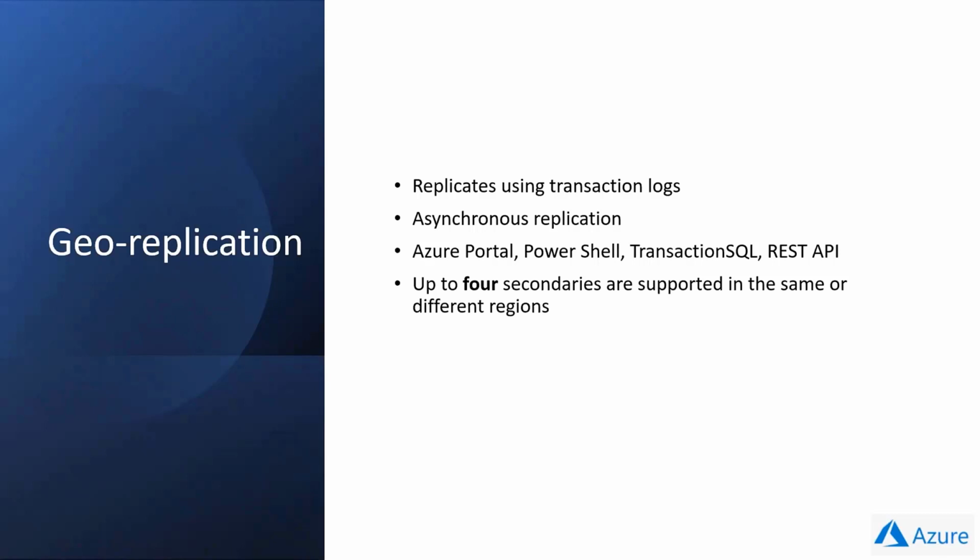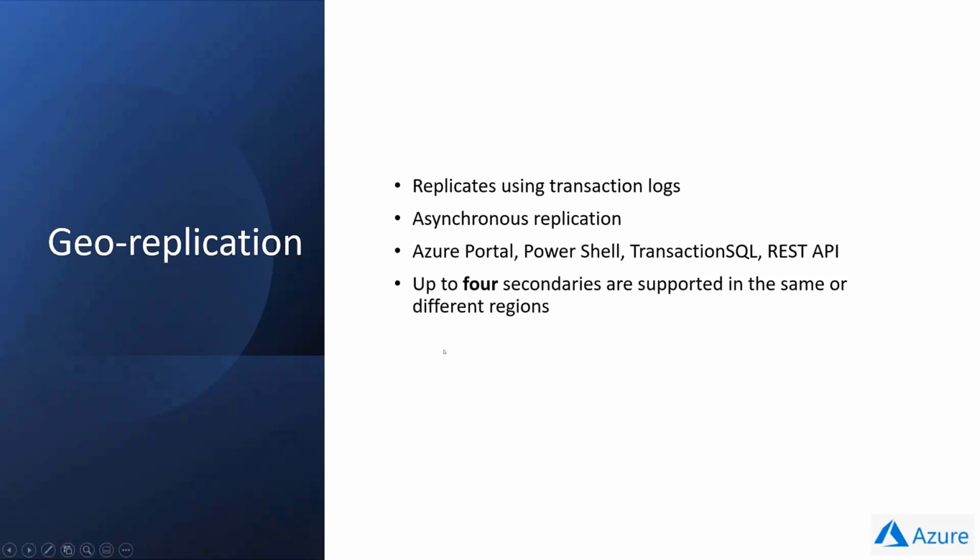For geo-replication, up to 4 secondaries are supported in the same or in different regions. You may be thinking, why would I want a secondary in the same region? Well, maybe you have a transactional database and suddenly you have a lot of customers querying it, and you start having an overhead of transactions and heavy queries. Then you want to offload these to a read-only secondary and not affect the performance of the primary, right?